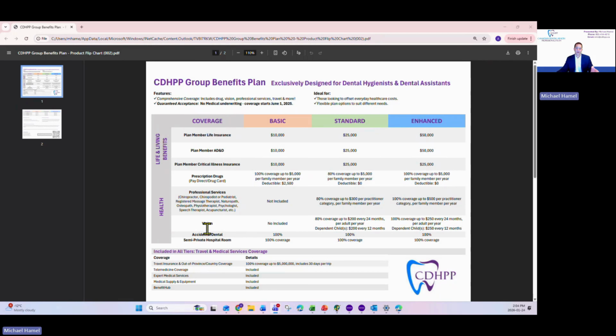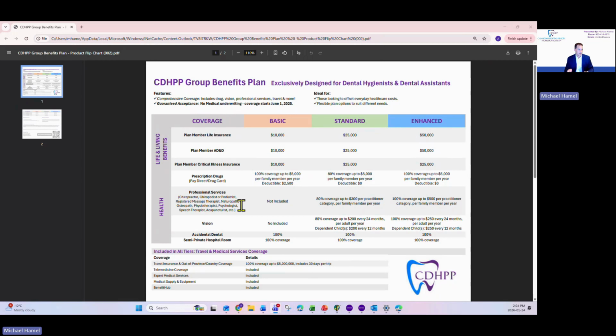Moving on to the professional services. There is 100% coverage up to $500 per practitioner per family member per year. So again, you can see here, hopefully you can see it, but there's chiropractors, there's massage therapists and naturopaths and psychologists and whatnot. So you have up to $500 per practitioner per year per family member.